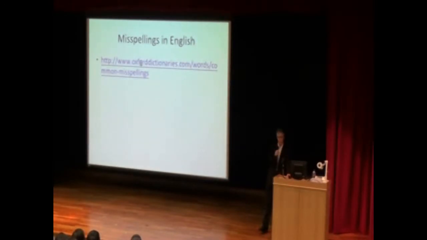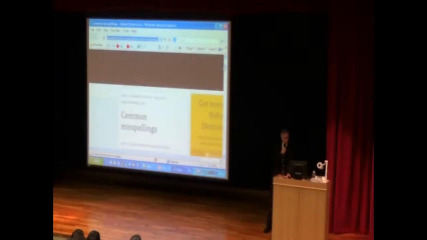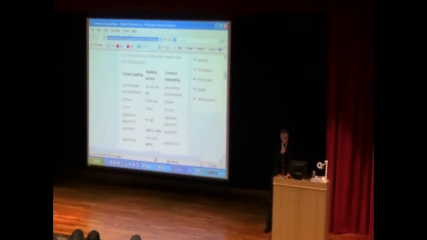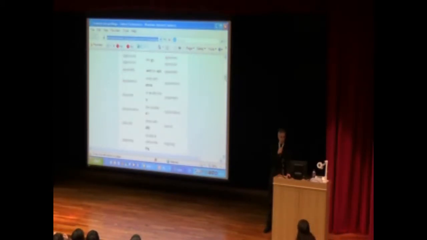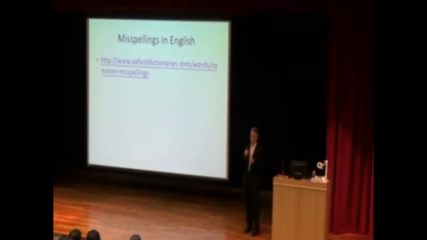Let's look at common misspellings. On the left side is the incorrect spelling, on the right side is the correct spelling. And you can see we're just down to A and B, so we could go through these for the next half an hour. Anyway, I just wanted to show you that this site exists. If some of you do have problems with your spelling, there are two strategies you can take. One is you can go to this site. Another strategy is to get your spelling and use the red line spell check.